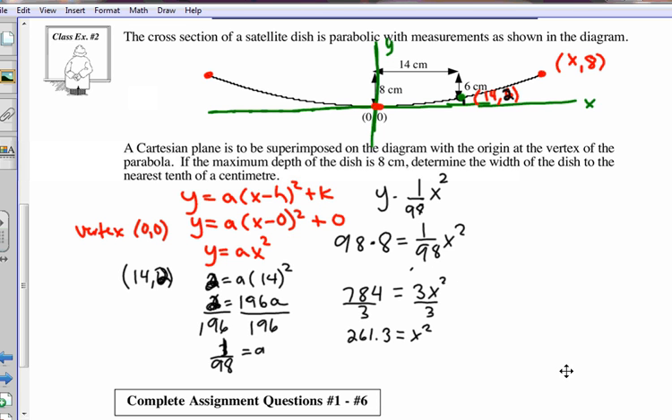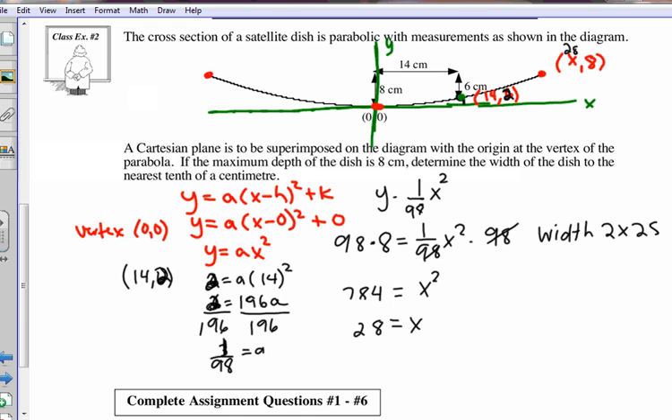So we would just have 784 equals x squared when we multiplied both sides by 98. Okay, so the square root of 784 is 28. There we go. So if this is 28, what's the whole width? How would you get the whole width? Times it by 2. 2 times 28, 56 is the width, in centimeters.